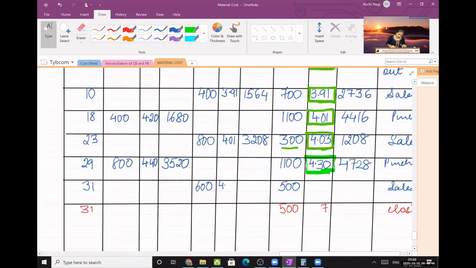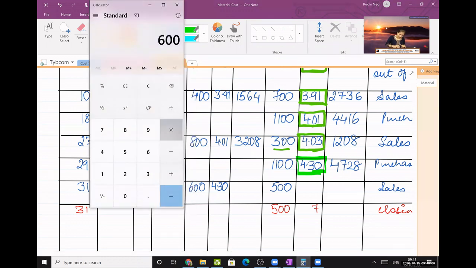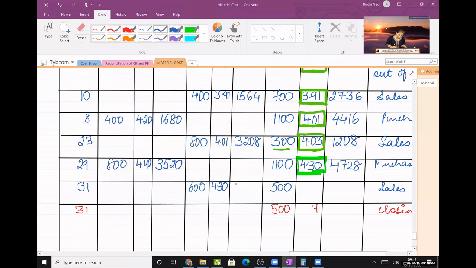Then on 31st I am selling 600 units. Which rate? Obviously this rate, 4.30. So 600 multiplied with 4.30. So 2580. Right here, 2580.